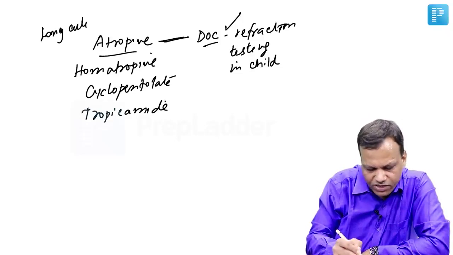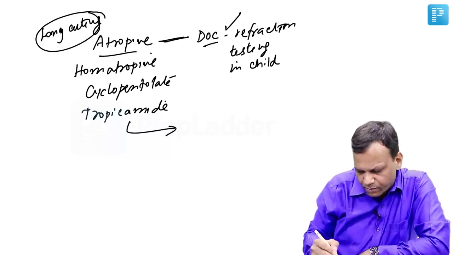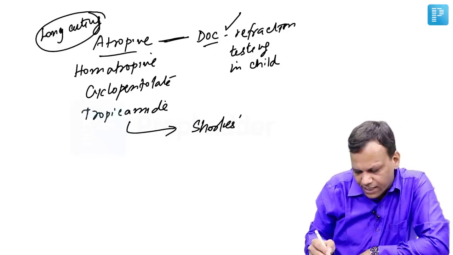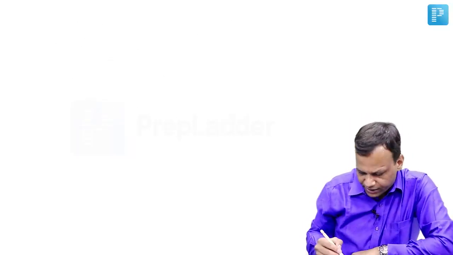Sometimes the action remains for 7 days, so it is not preferred in adults. In adults, we will prefer tropicamide, which is the shortest acting drug in this category. Okay, so these are the actions in the eye.